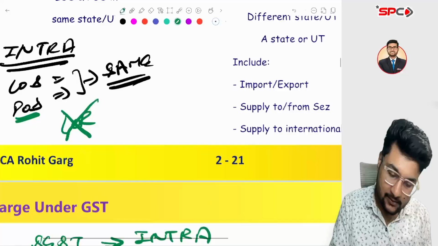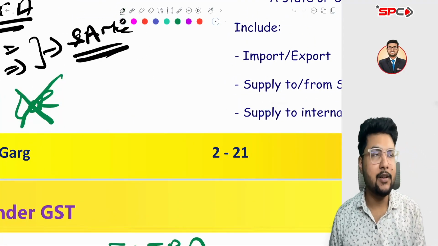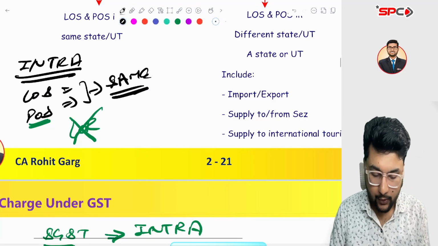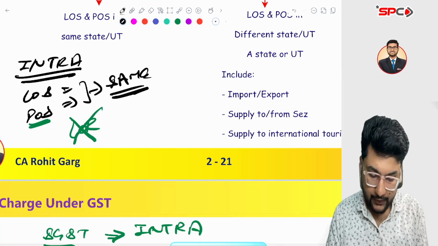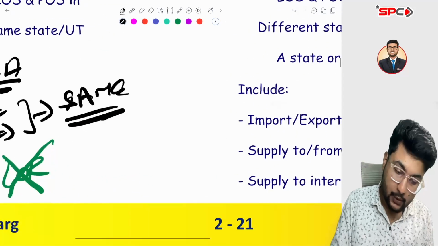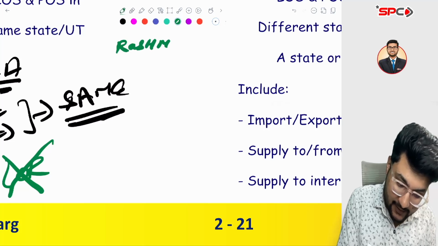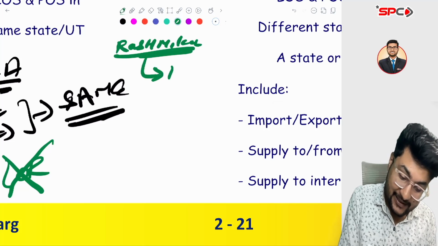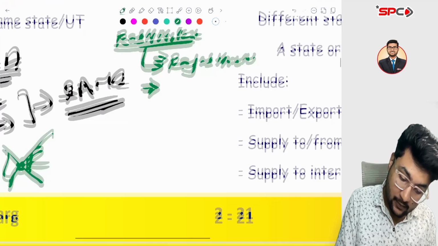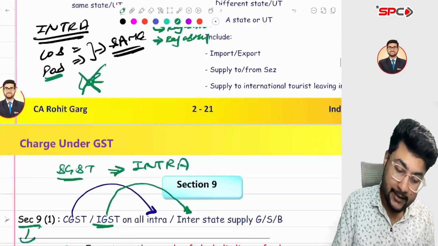Let's take an example. Location of supplier and place of supply are in the same state. Suppose you have recently seen the marriage of Rashmika, right? Where did it happen? Sir, it happened in Rajasthan. The property is also in Rajasthan, right? Of course, sir.